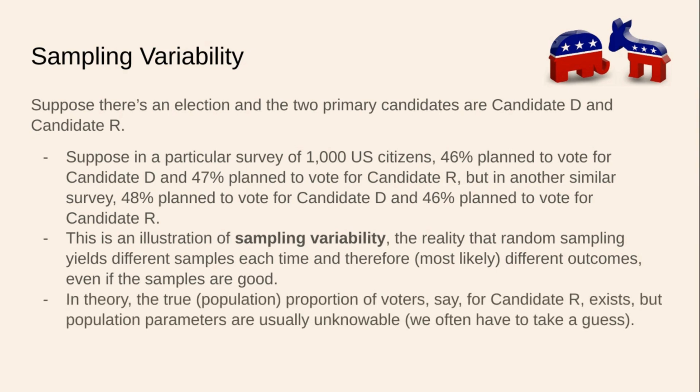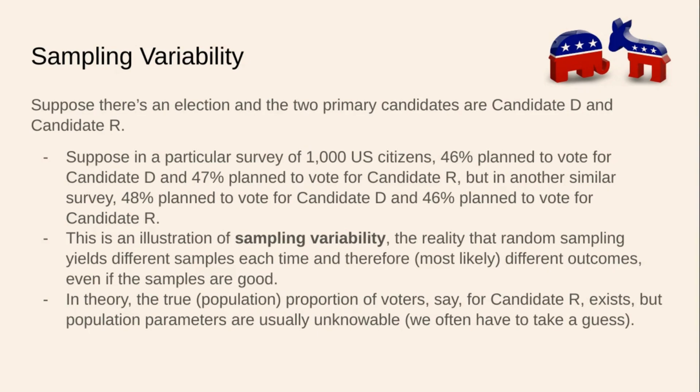In theory, the true, that is population, proportion of voters, say for candidate R, does exist, but the population parameters are usually unknowable, all right? So the population proportion of voters for candidate R, it does exist. There is an actual proportion of the population that voted for candidate R, but honestly, it's unknowable, all right? Unless we have some very, very accurate data that we commoners don't have access to.